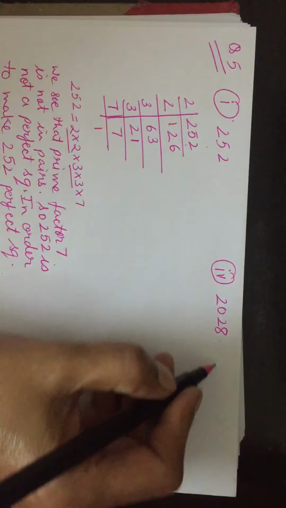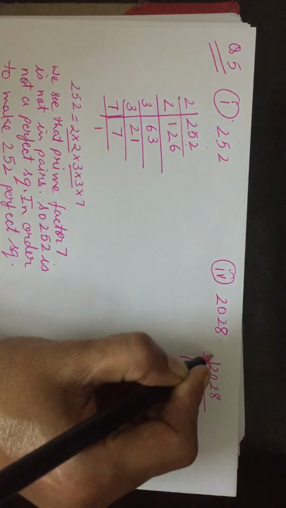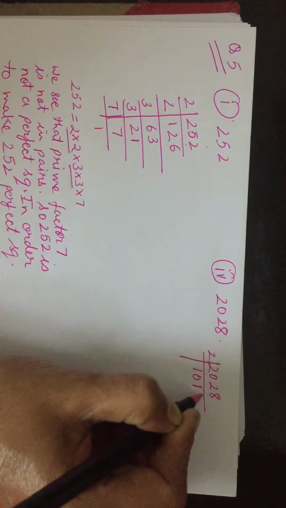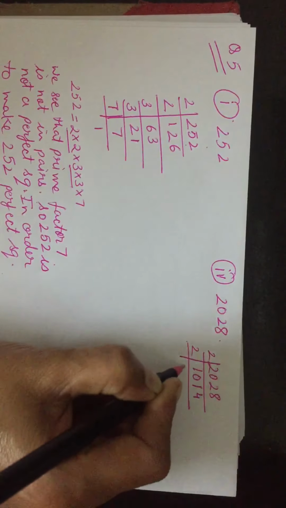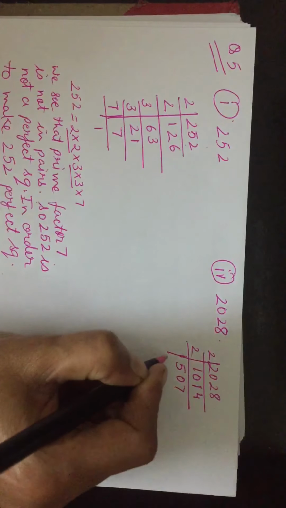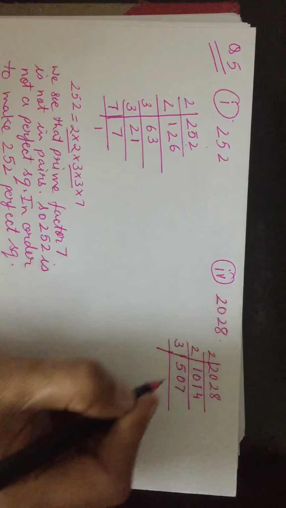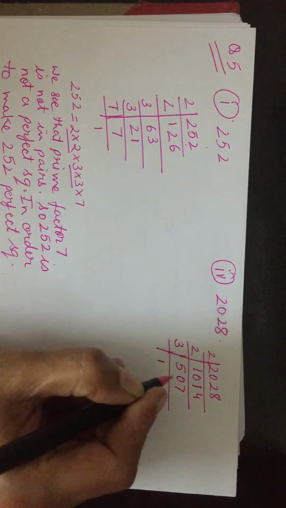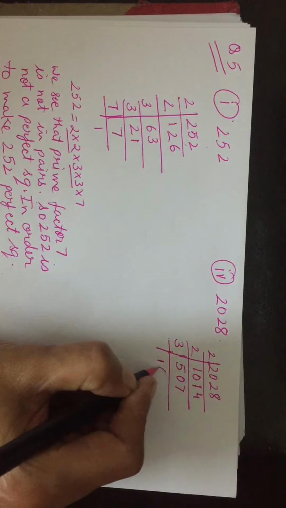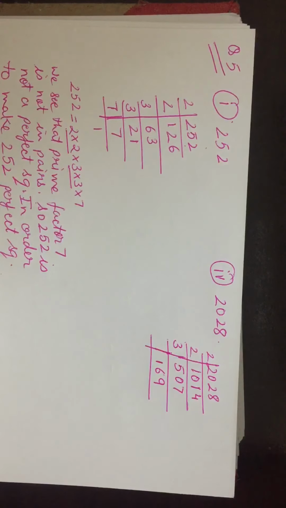Okay. Now let us take another example: 2028. Start making the factors of 2028. 2 ones are 2, 2 ones are 2, 2 fours are... again by 2. Now it will go by 3. 3 ones are 3, 3 sixes are 18, 3 nines are 27. Okay. Now by which number will it go, children? 169.